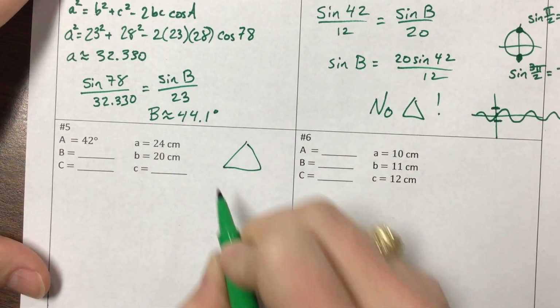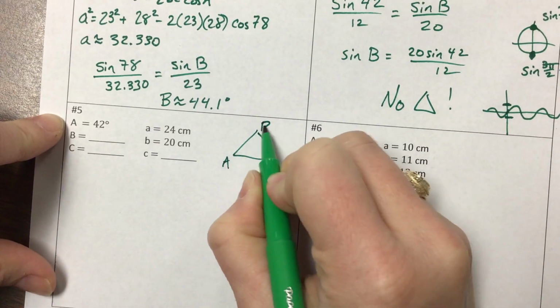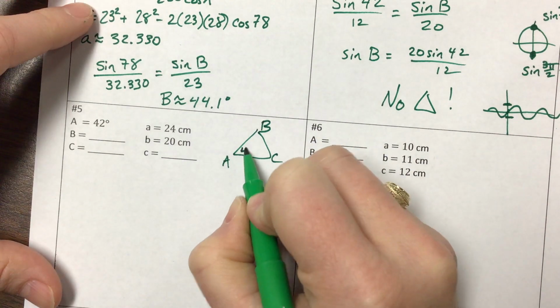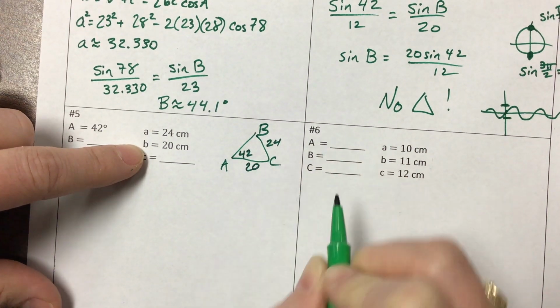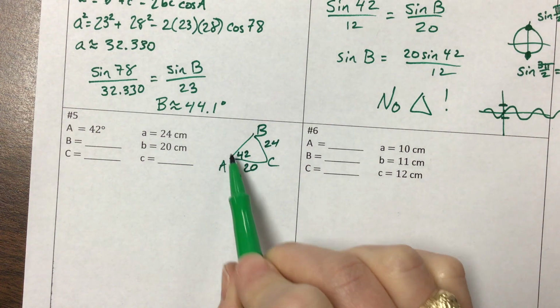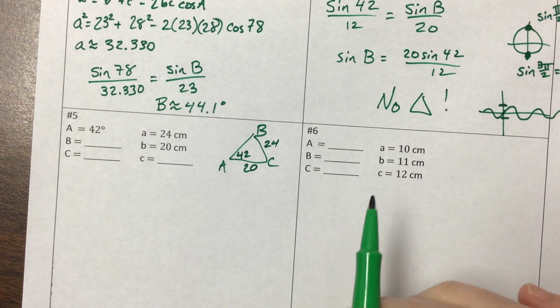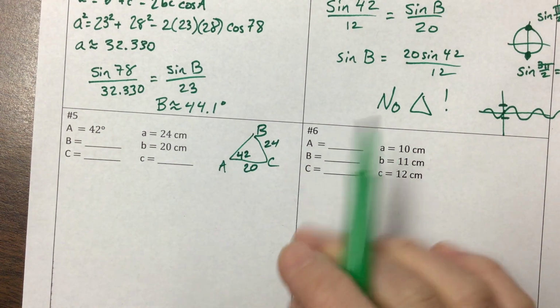Okay, so once again, draw my triangle A, B, C. I don't care if it's to scale. A is 42, little a is 24, little b is 20. And immediately I notice that I have angle side side. That's a bad word. We can't have the bad word. We can't have the bad word backwards.